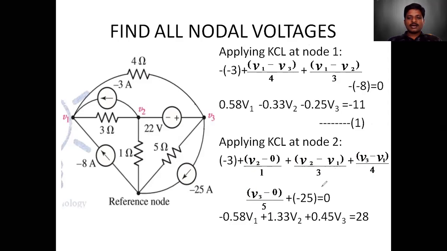After mathematical simplification, you have to write the constant terms on the right side. Here it is minus 3 and here it is minus 25. That will give you minus 28. When you write it on the right hand side, that will give you plus 28. So this is the other equation. We will take this as equation 2. The number of unknowns in this problem is 3. You don't know V1, you don't know V2, and you also don't know V3.